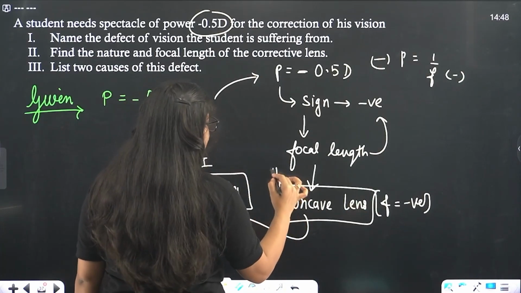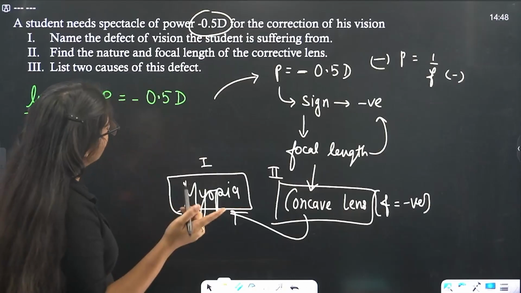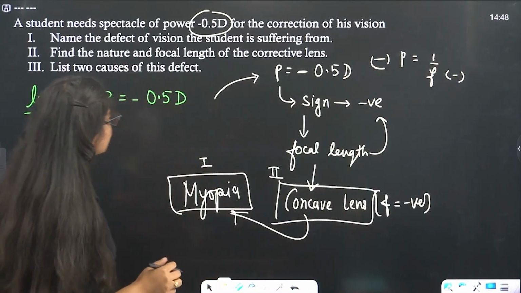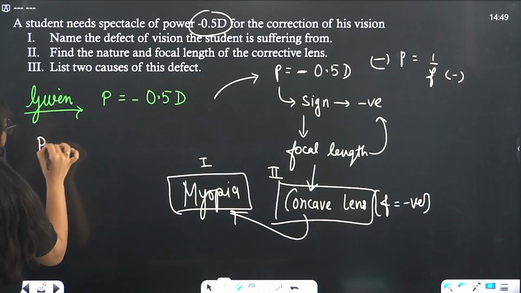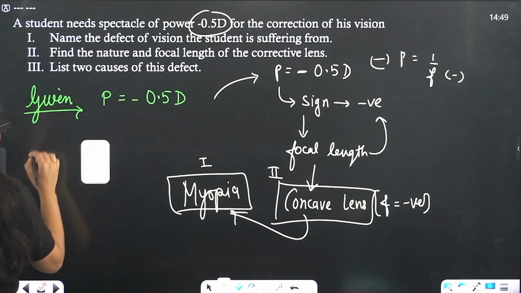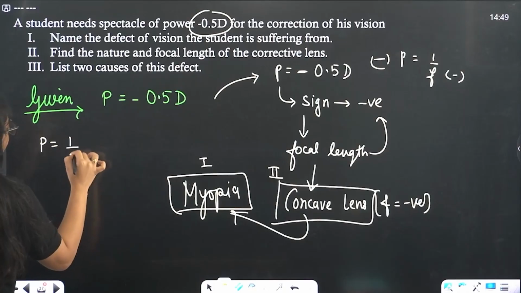First answer, second answer. What is the focal length? That we have to find. Simply do this: power is 1 by f. So, power is minus 0.5 diopter. Power is 1 by f.